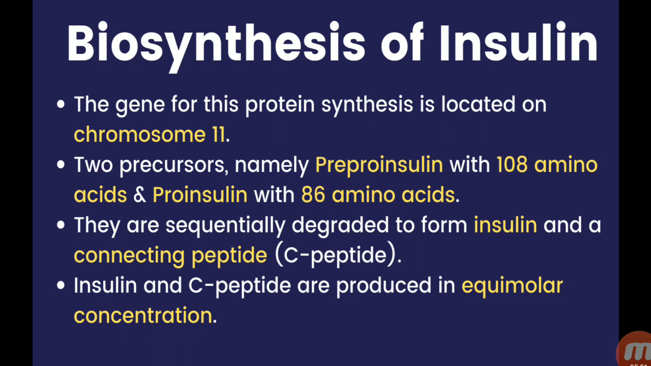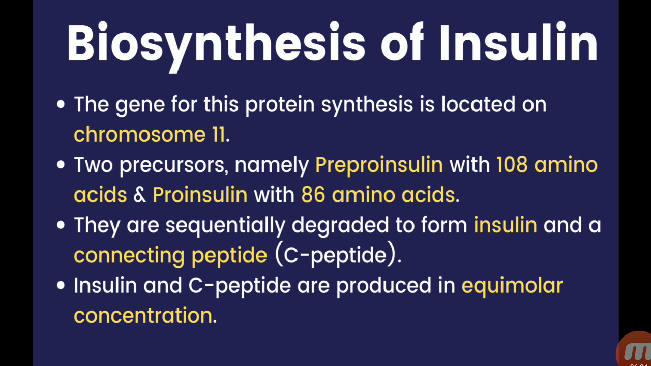Now, the other topic is biosynthesis of insulin. Insulin is produced by the beta cells of islets of Langerhans of pancreas. The gene for the protein synthesis is located on chromosome 11, and the synthesis of insulin involves two precursors, that are pre-proinsulin and proinsulin. Pre-proinsulin contains 108 amino acids and proinsulin contains 86 amino acids. They are sequentially degraded to form the active hormone insulin and a connecting peptide, C peptide. Insulin and C peptide are produced in equimolar concentration.